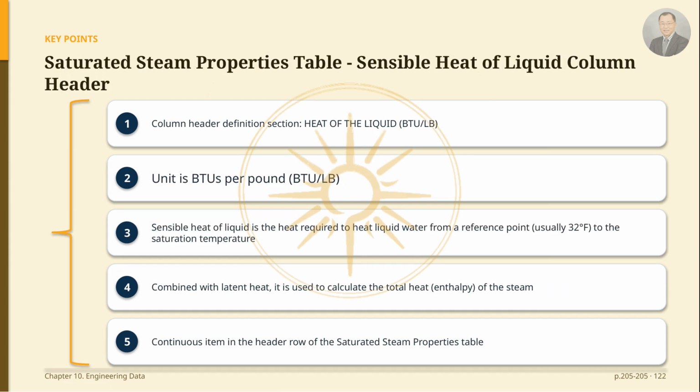I would like to introduce another column header in the saturated steam property table. The heat of the liquid. This item, labeled as heat of the liquid, uses the unit of BTU per pound. The heat of the liquid refers to the amount of heat required to heat water in a liquid state from a reference temperature, usually 32 degrees Fahrenheit, to the saturation temperature. This value is added to the latent heat of vaporization we saw earlier to calculate the total enthalpy of the steam. This part also corresponds to an item in the table's header row.